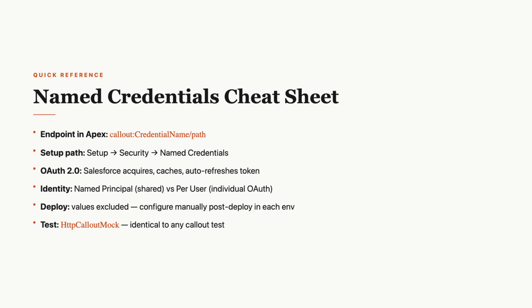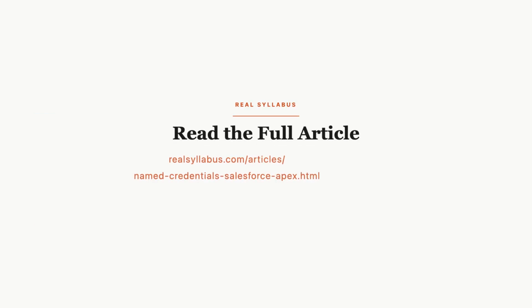Session 76 is complete. The topics covered: what named credentials are and why they exist, the callout endpoint prefix pattern in Apex, creating named credentials and setup, authentication protocols including NoAuth, Basic, OAuth 2.0 with automatic token management, JWT, and AWS Signature v4, identity type, named principal versus per user, external credentials and the two-record model, deployment behavior and why credential values require manual post-deployment configuration, and testing with HttpCalloutMock.